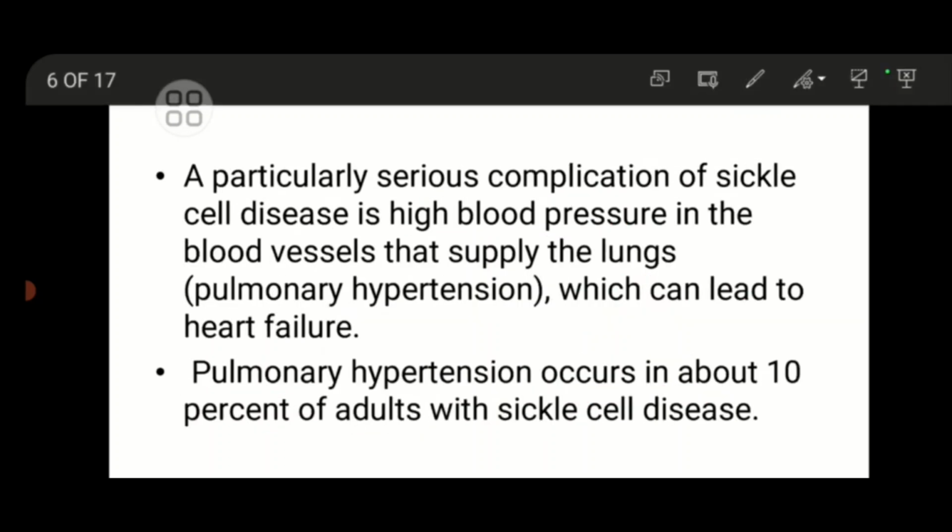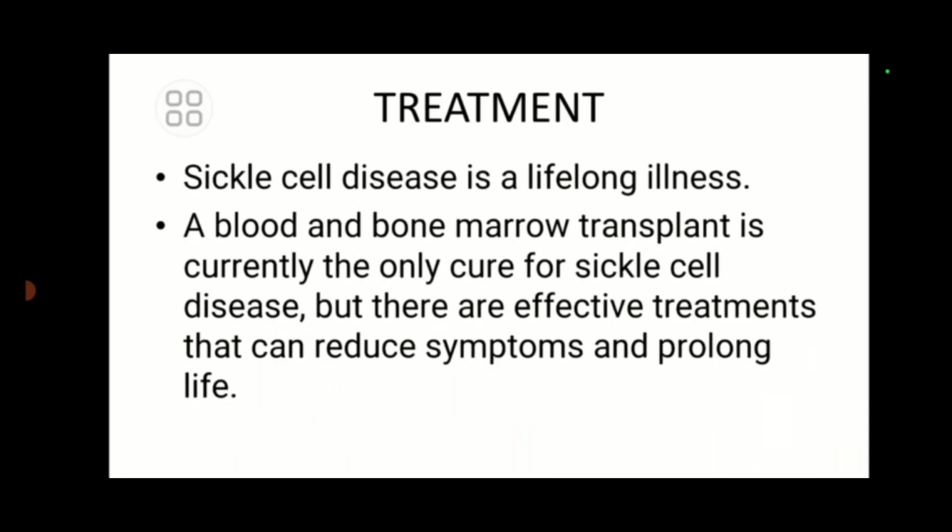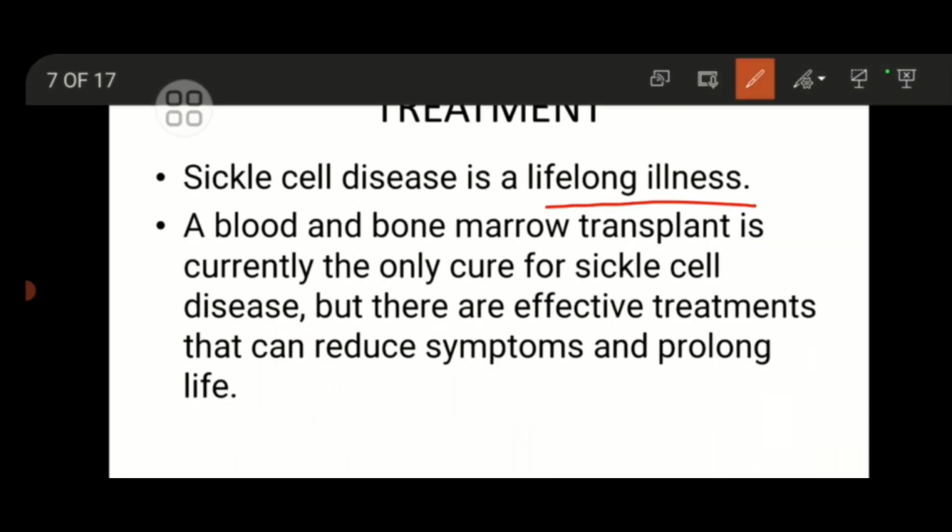A particularly serious complication of sickle cell disease is high BP in the blood vessels that supply the lungs, which can lead to heart failure. This pulmonary hypertension occurs in about 10% of adults who have sickle cell disease. As for treatment, this is a lifelong illness. Blood and bone marrow transplant is currently the only cure for sickle cell disease. But there are also other treatments that reduce symptoms and prolong life.